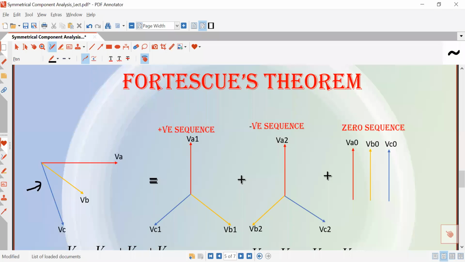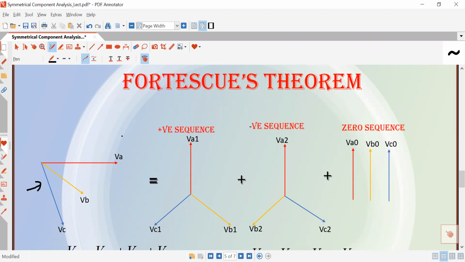In this lecture, I am going to discuss symmetrical component analysis, or you can say the Fortescue theorem. Basically, symmetrical component analysis is a technique through which you can analyze an unbalanced and unsymmetrical three-phase power system on a per-phase basis. In the previous lecture, I discussed the balanced three-phase system.